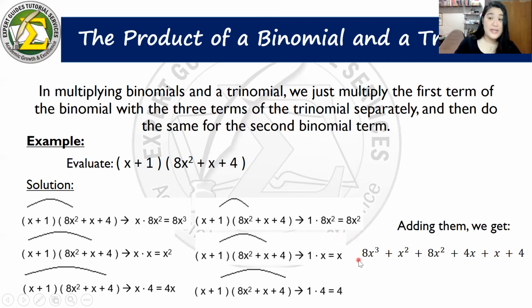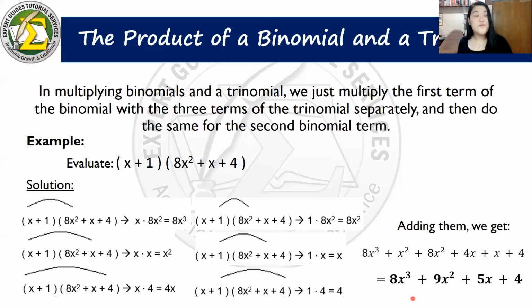You can actually rewrite them or fix them in order of their degree. So we have 8x cubed, this is the highest, and the similar terms that we have is x squared plus 8x squared, which is equal to 9x squared. And then 4x plus x is equal to 5x. So therefore, the simplified term or the output or answer for this one is 8x cubed plus 9x squared plus 5x plus 4.